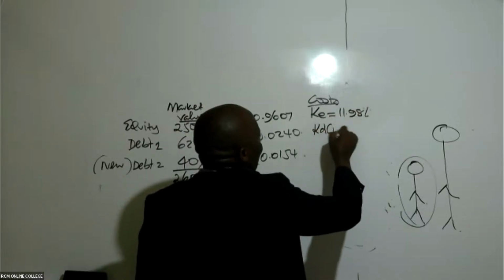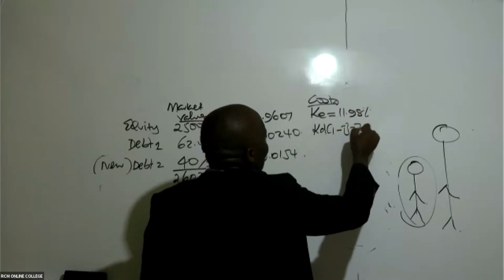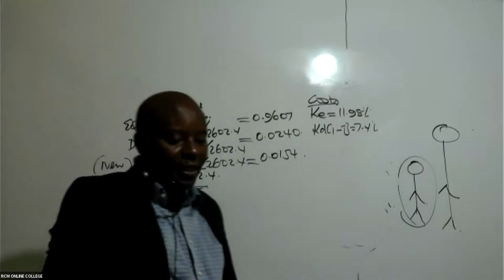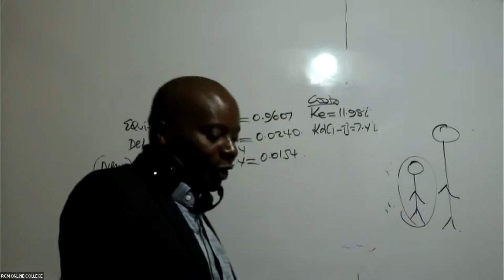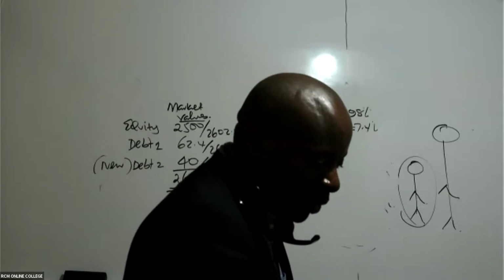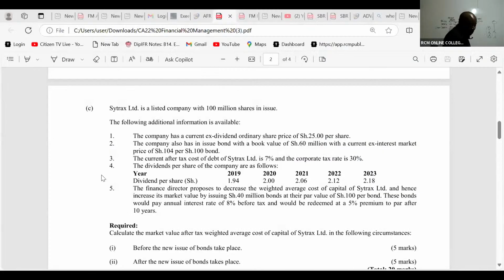We had KD after tax. Was this 7.4%? Let's check. Was it 7.4 or just 7? KD for the old debt was given in the question. For the old debt, it's here: 7%. The current cost of debt is 7%. And remember, this is after tax.